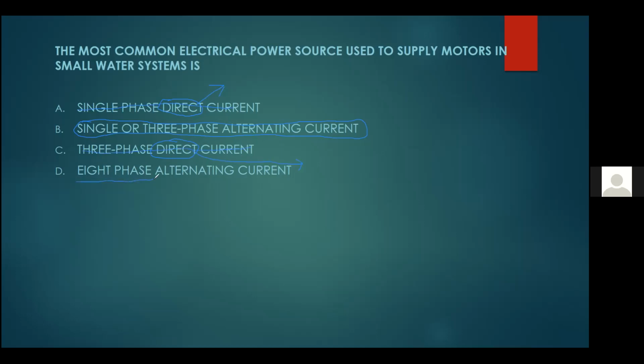There is no such thing as 8-phase, so that's out. That's out. So single or 3-phase alternating current. Alternating current is your typical voltage. It could be 110, 220, 460, 600. It's all different, but single or 3-phase.